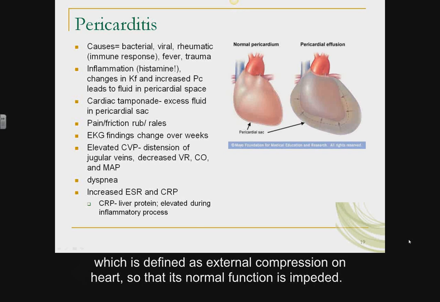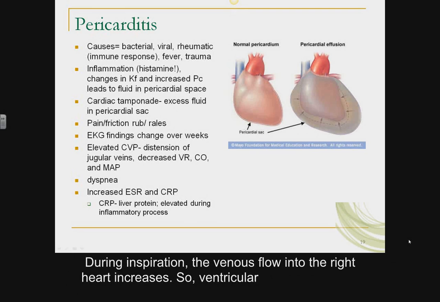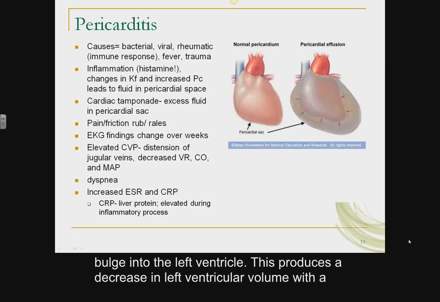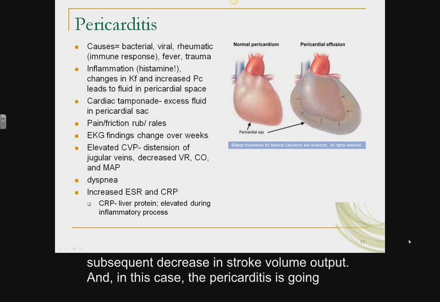During inspiration, the venous flow into the right heart increases, so ventricular filling increases on the right side. But this is going to cause the interventricular septum to bulge slightly into the left ventricle. This produces a decrease in left ventricular volume, with a subsequent decrease in stroke volume output on that next beat.